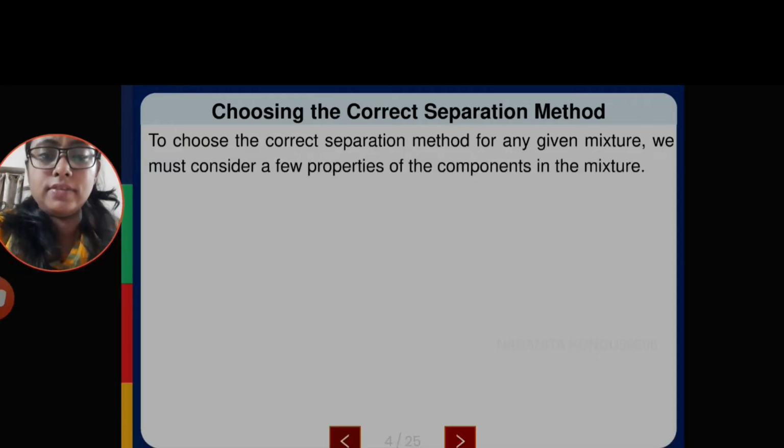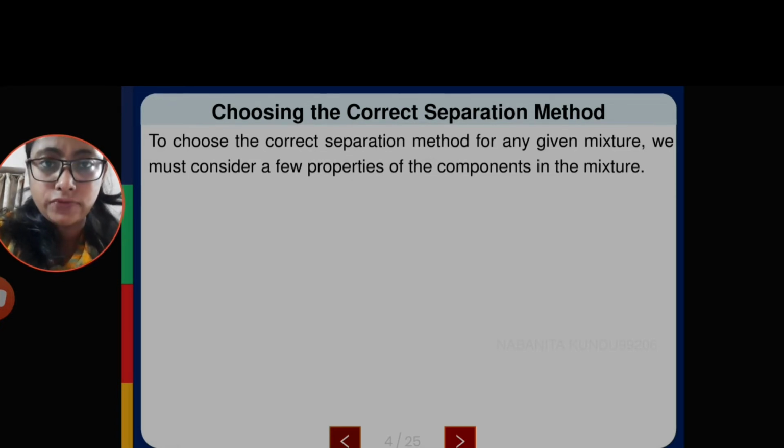Okay. So students, this is the slide I am sharing. Which one is the correct method for the separation? To choose the correct separation method, we need to consider different properties, as we have discussed in sorting materials. Here also, to separate the substances, we need to consider a few properties of the components in the mixture.